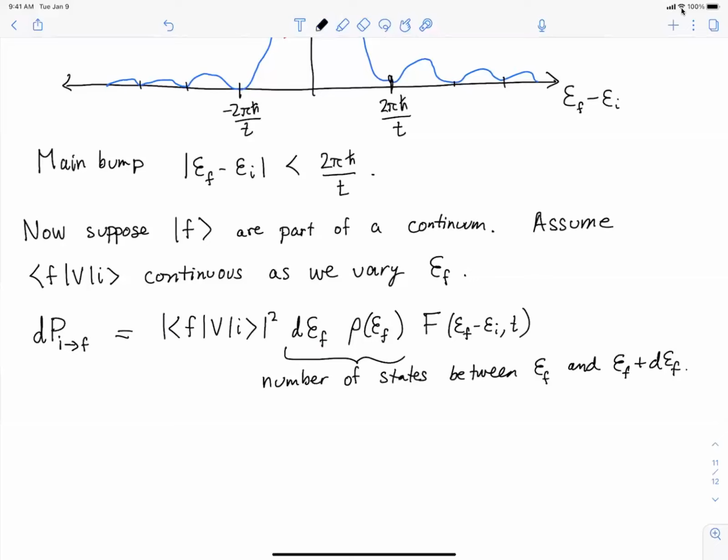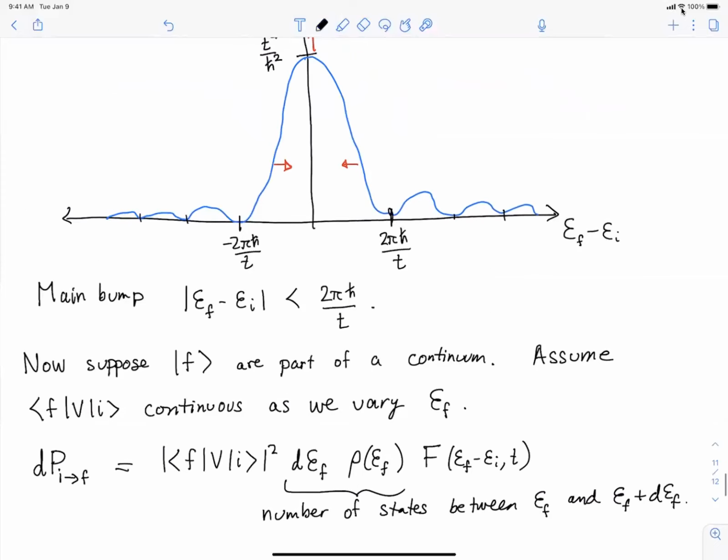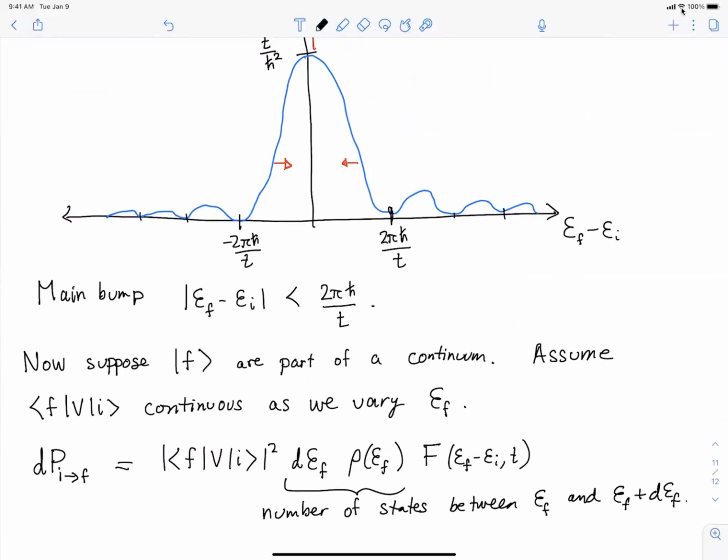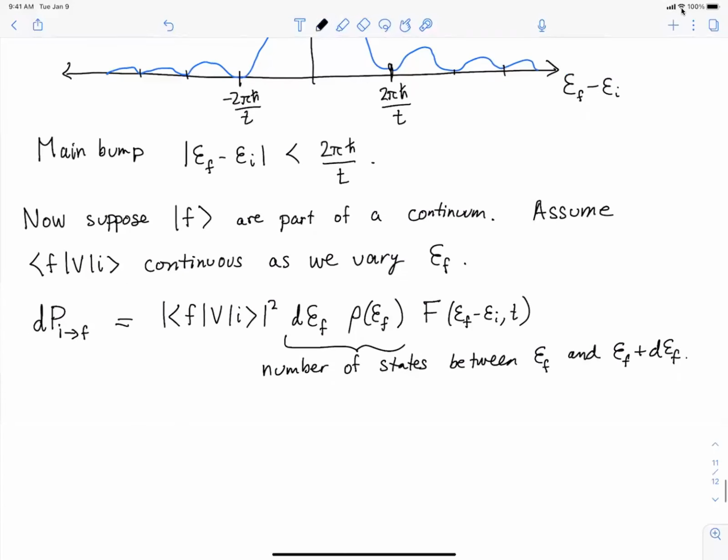Now, in the continuum, we're going to be noticing that this function f had this big bump that's getting more and more like a delta function bump. And so this factor of f approaches a delta function. And the only thing we have to be careful of is to get the normalization of the delta function correct.